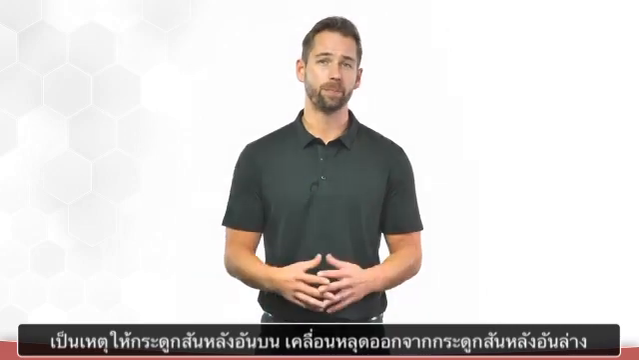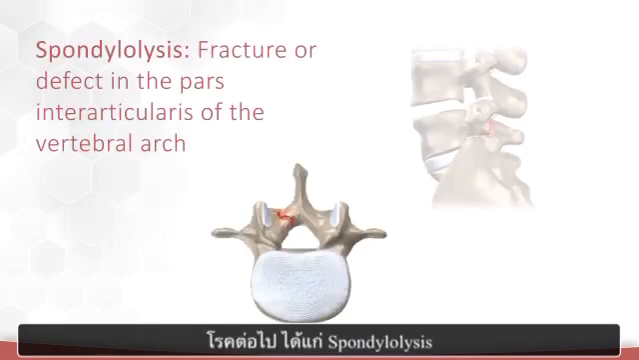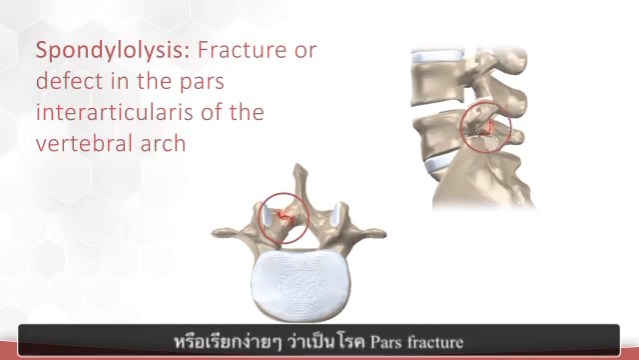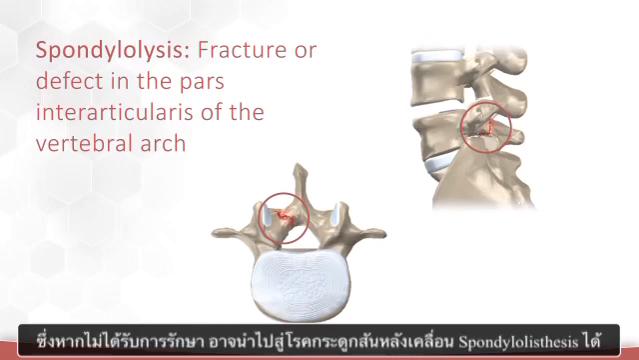segments below. Another pathology that shares the Latin prefix of spondy is the term spondylolysis. This pathology is defined as the fracture or defect in the pars interarticularis of the vertebral arch. This pathology is more commonly referred to as a pars fracture. Such a fracture destabilizes the spine and can lead to spondylolisthesis if untreated.